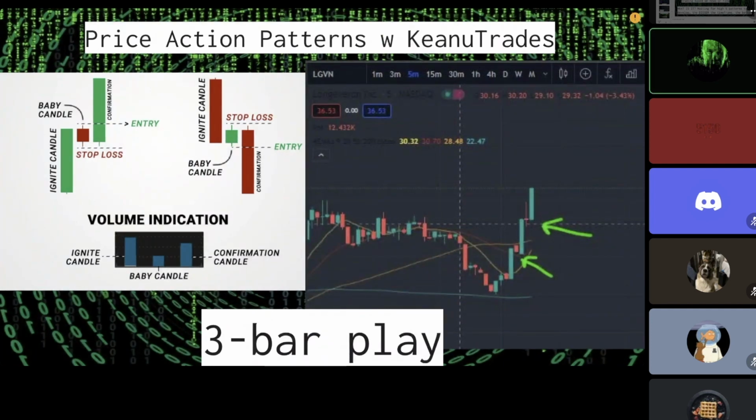Okay, and it's okay to miss that first move because if it's really curling and Momo's pouring in, you can just get the next 3-bar play. Okay, and flags fail when the 3-bar play goes down and it just invalidates that flag.